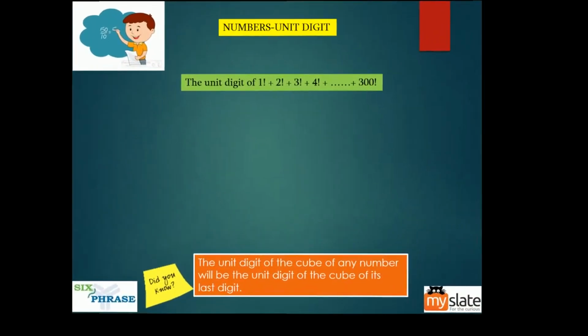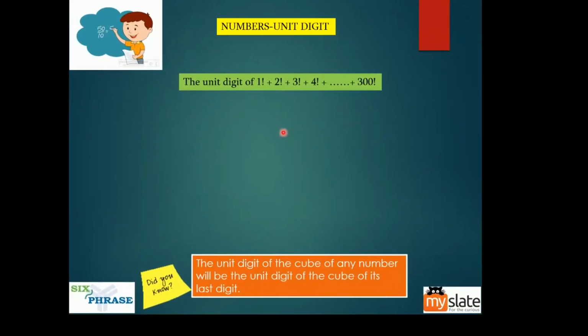Unit digit of 1 factorial plus 2 factorial plus 3 factorial plus 4 factorial and so on and so forth. This question might seem very difficult at first look, but it is not so. We'll see how it is very easy. Now, tell me the unit digit of 1 factorial. You know it is 1. 2 factorial, guys, it is 2. 3 factorial, it is 6. 4 factorial, it is 4.